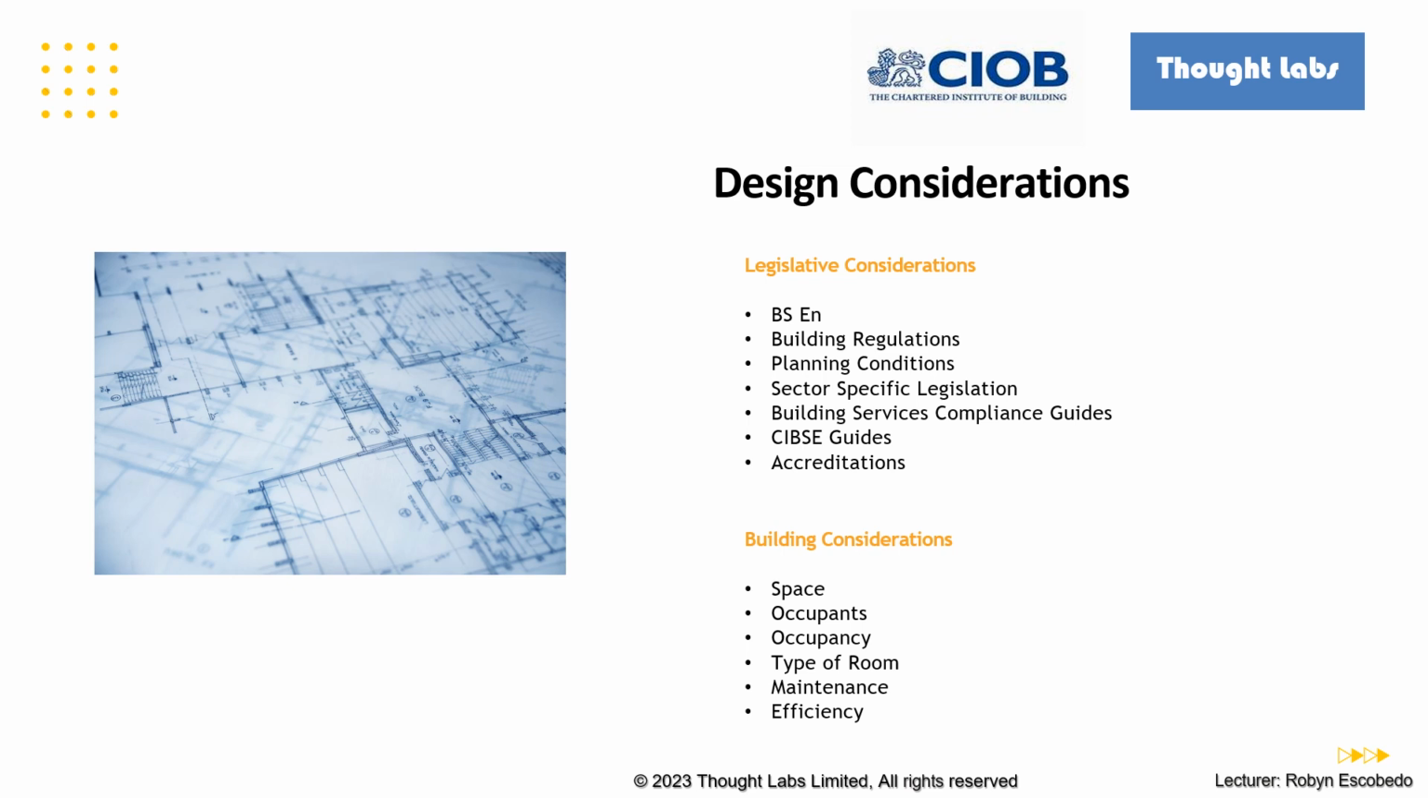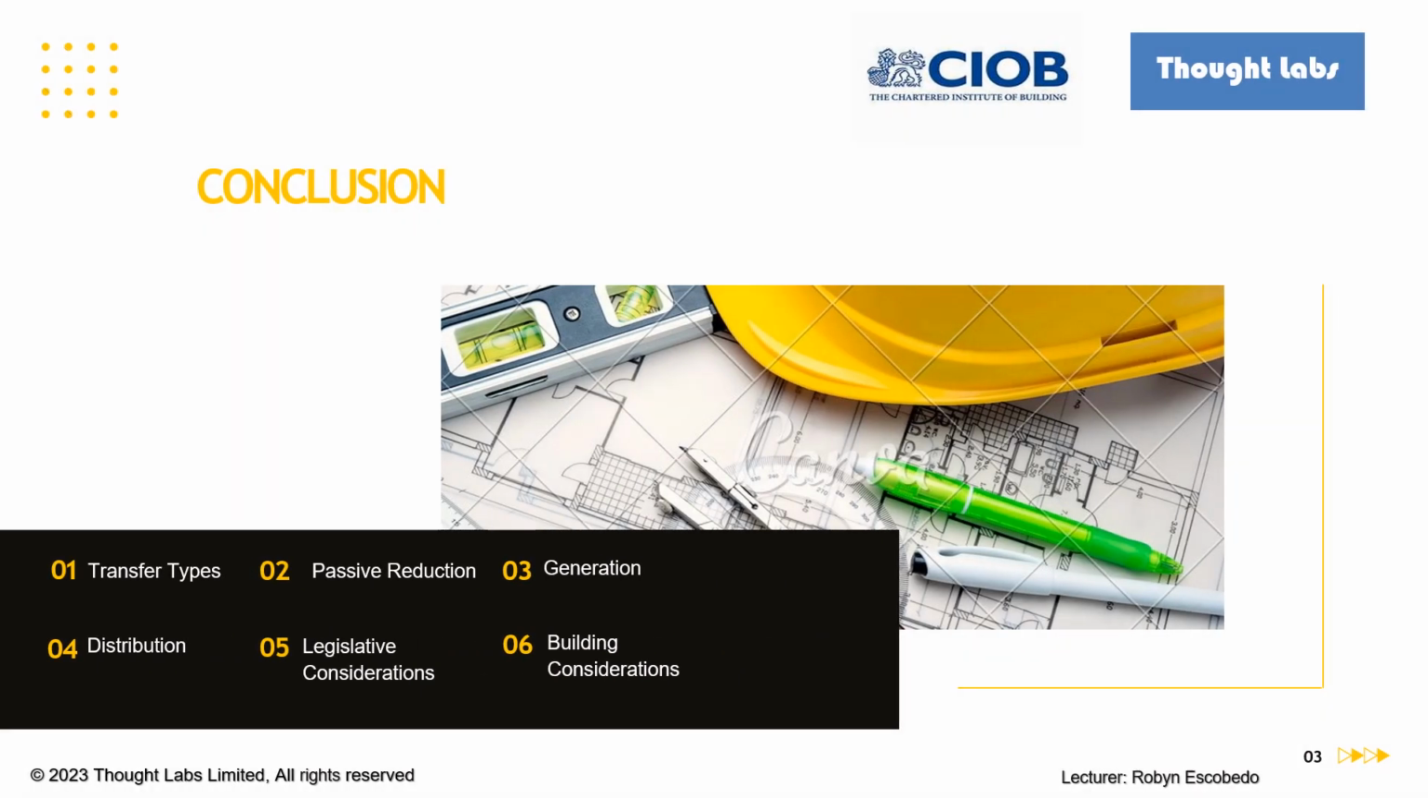Efficiency is also important for legislation, sustainability, and cost, and a more efficient system is likely to meet this legislation, have higher cost savings, and represent a much better image for the building. In this lecture, we've covered heat transfer types, passive reduction techniques, heat generation, heat distribution, legislative considerations, and building considerations.